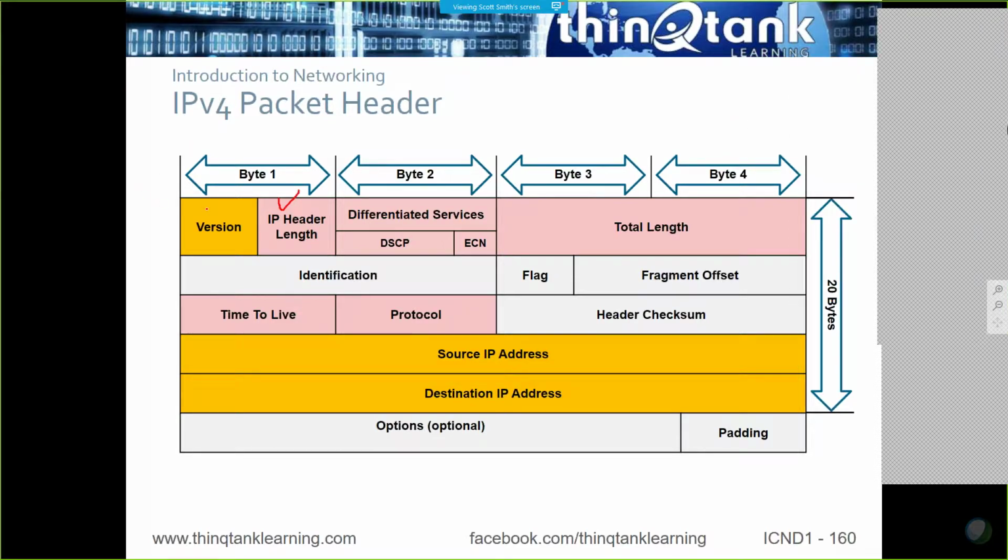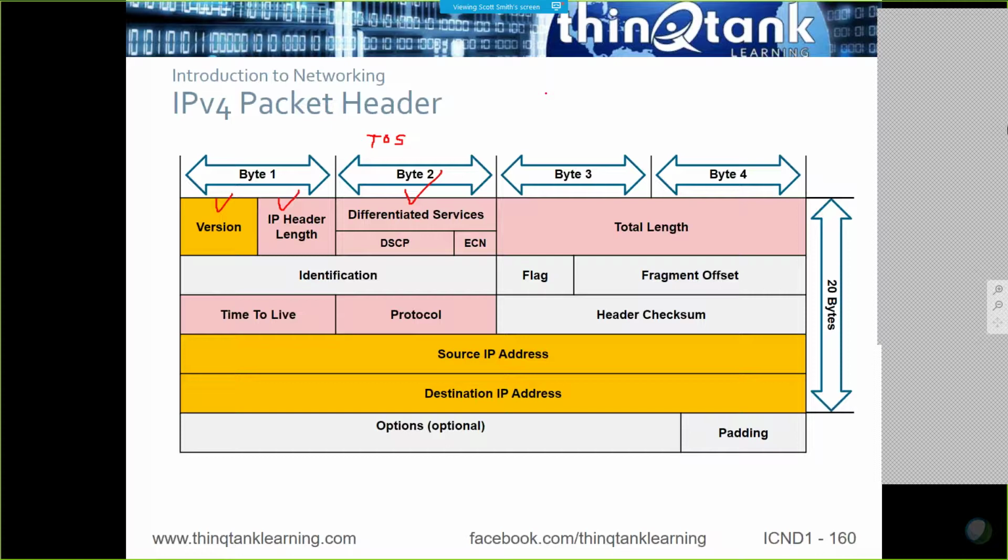So the first field we talked about, the version field, we're good to go on that. The second field we talked about. What about the third field? The third field is an entire byte. Traditionally, this was called the TOS byte, TOS. This was traditionally called the TOS byte, and TOS stands for type of service.